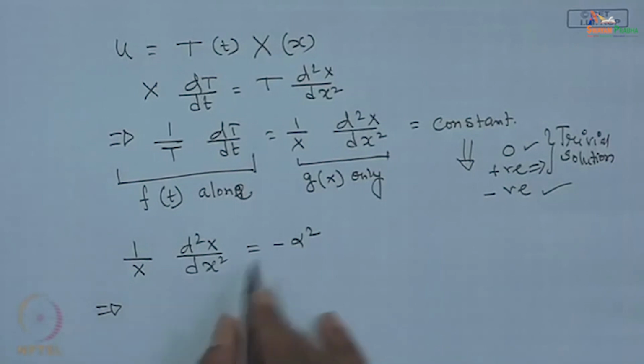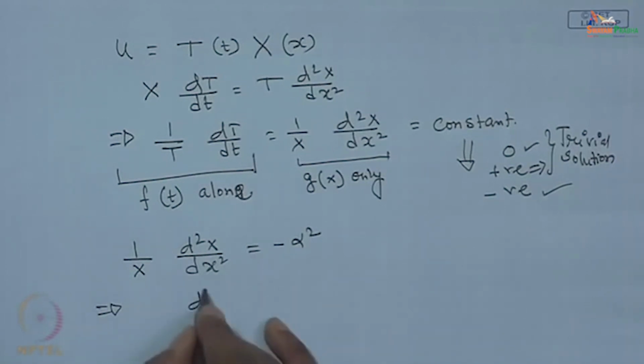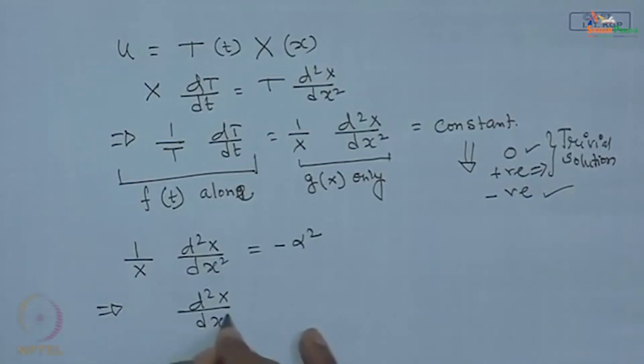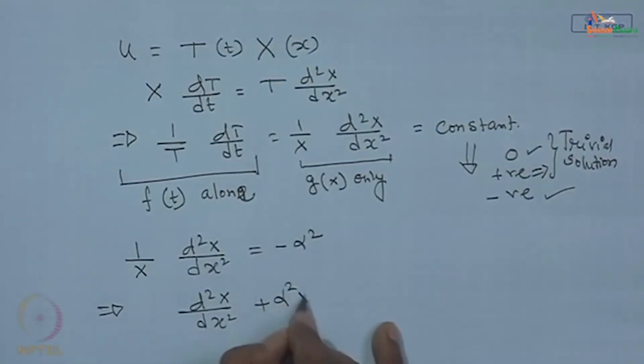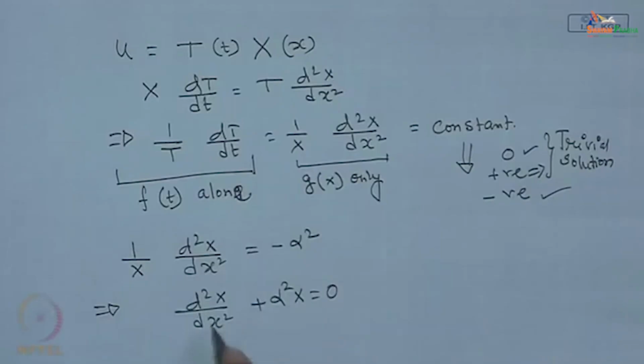Therefore, we multiply both sides by X and bring it on the left hand side. So, d²X/dx² + α²X = 0. If you look into the general formulation of the Sturm-Liouville problem, this equation falls into a standard Sturm-Liouville problem under certain modifications.